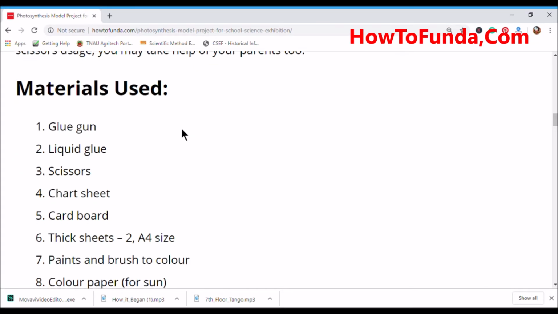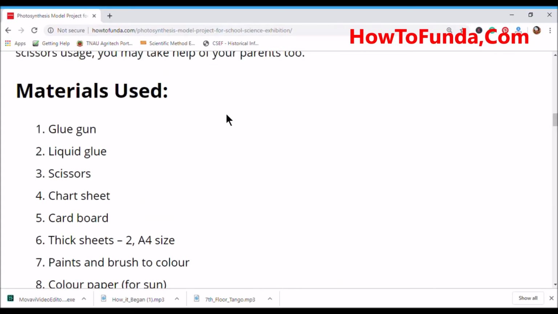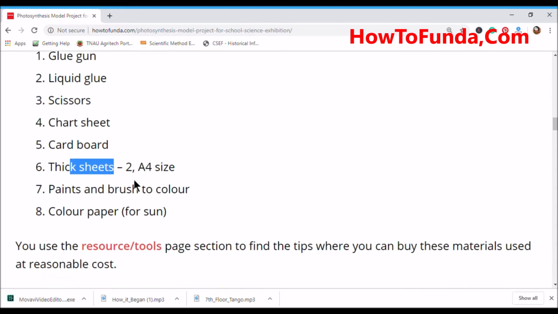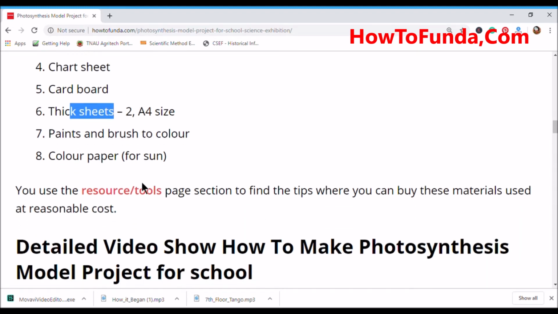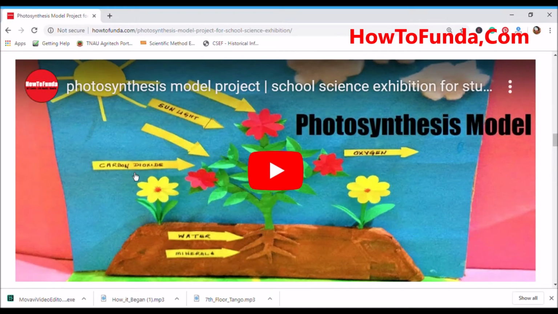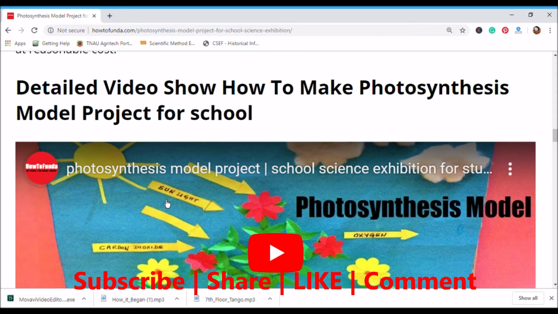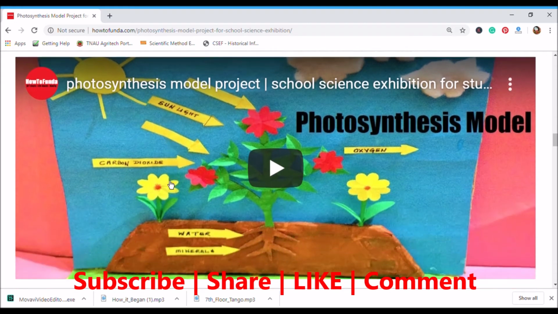These are all the materials used to make this model: you require a glue gun, fevicol gel as well, a scissor, chart sheet, cardboard, a thick A4 size sheet, paint and brush, and color paper. And also, if you go here to see this video, you will get the step-by-step method of making the photosynthesis model for your science exhibition.